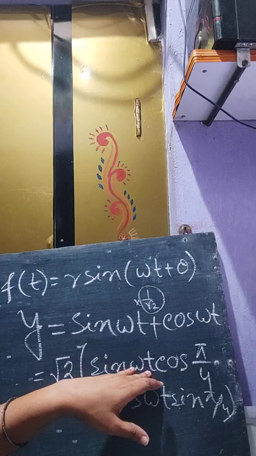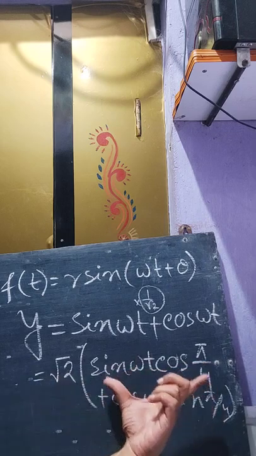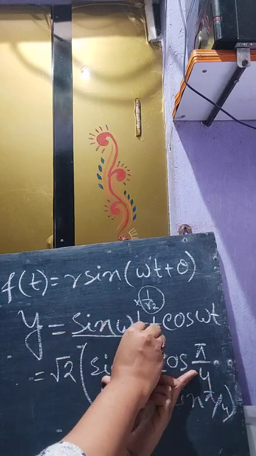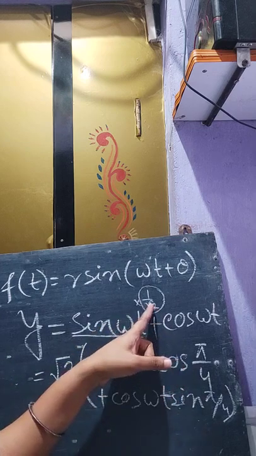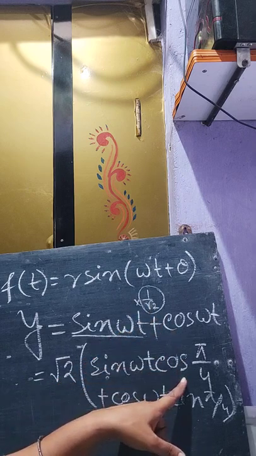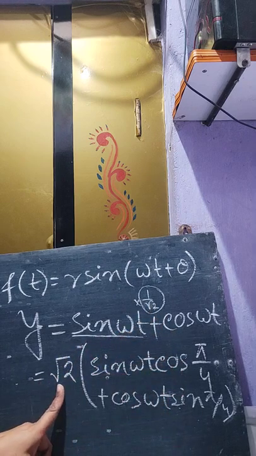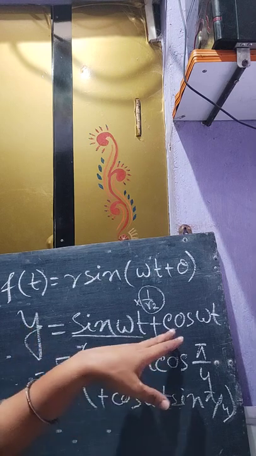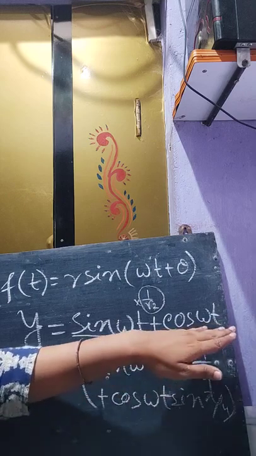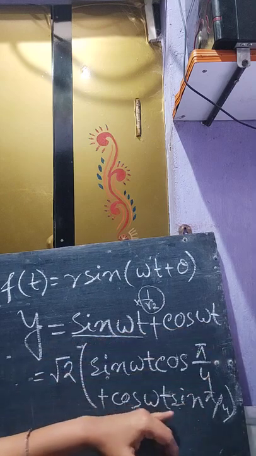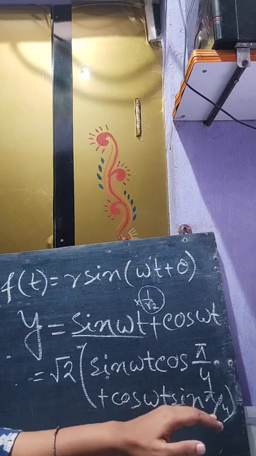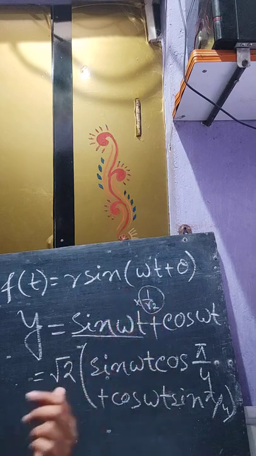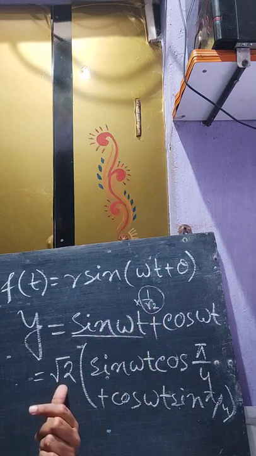Therefore, sin omega t cos pi by 4. If I write this expression, the 1 by root 2 is the extra thing added here, right? Therefore, we are adjusting root 2 here. Okay. Same thing is happening for cos omega t. For cos omega t, I am writing cos omega t into sin pi by 4. So, what is sin pi by 4? Sin pi by 4 is the same as 1 by root 2, and here I am adjusting root 2, right?